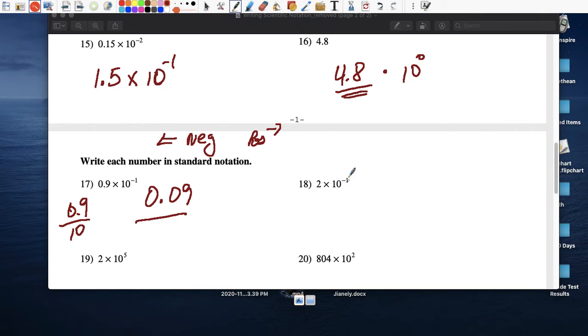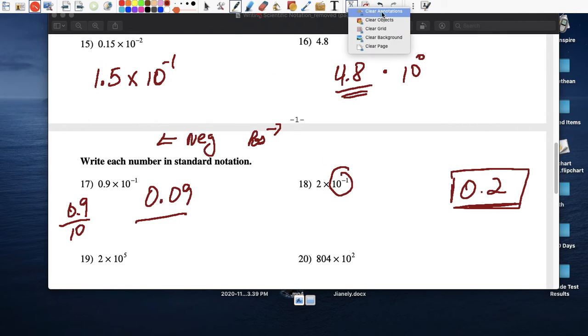Okay, again, this is negative 1, so we're going to move the decimal, which is over here right now, that way. Okay, so it's going to be 0.2. The answer is going to be 0.2. And one thing that can help you here is that because I know the exponent is negative, I know my answer is going to be 0 point something. It's going to be a number less than 1.